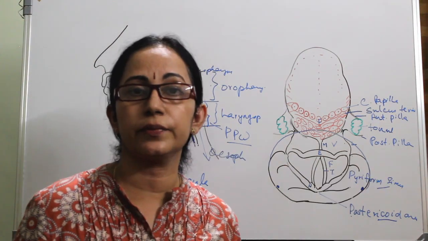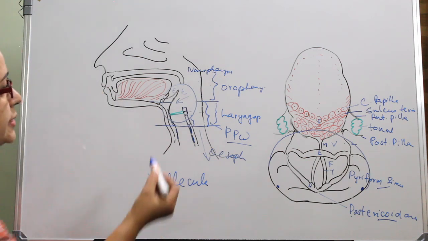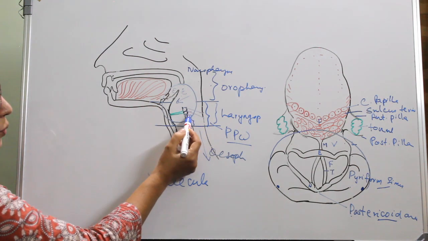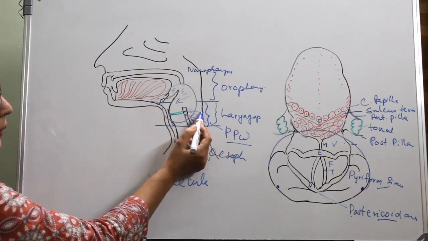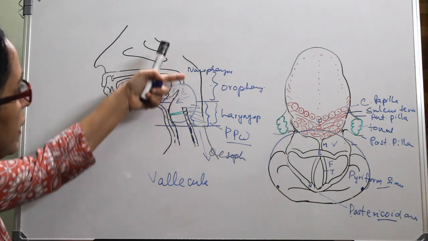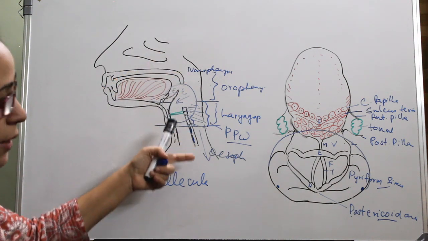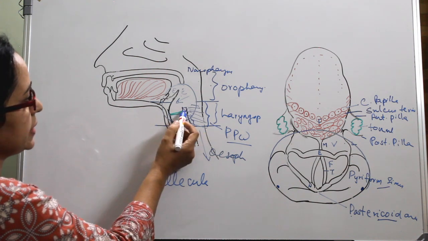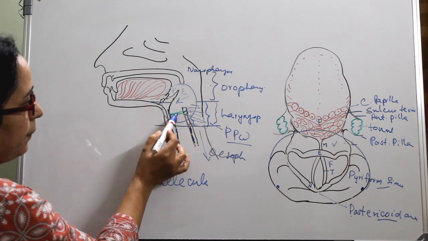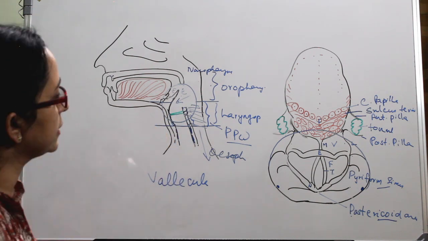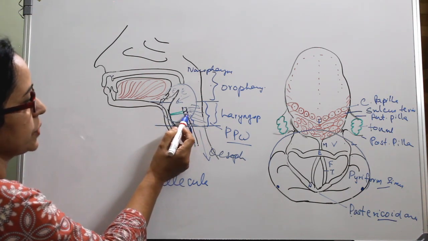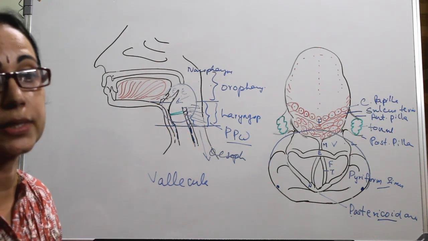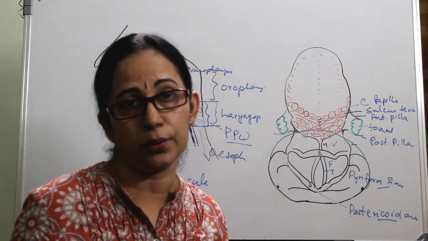What are the boundaries of this hypopharynx? Anteriorly, this part, and this is the hypopharynx. I colored it blue. It is continuous above with the oropharynx, and below it is continuous with the esophagus at the cricopharyngeal sphincter. Anteriorly it is bounded above by the laryngeal inlet and below by the posterior surface of the arytenoid and the posterior surface of the cricoid lamina, which is otherwise called the postcricoid area.